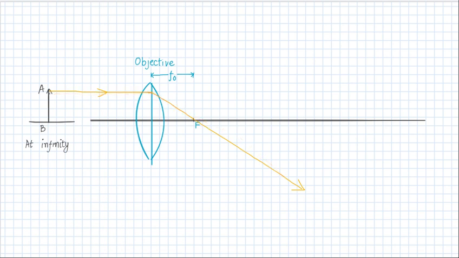Now, consider another ray which passes through the center of this objective. If it passes through the center, it passes undeviated. So this is your second ray which passes through the center and passes undeviated. Now at this point, your objective will form an image of the object AB. Let me show this with a green pen. So this is the image which is formed by the objective, and we will denote it as A dash B dash.